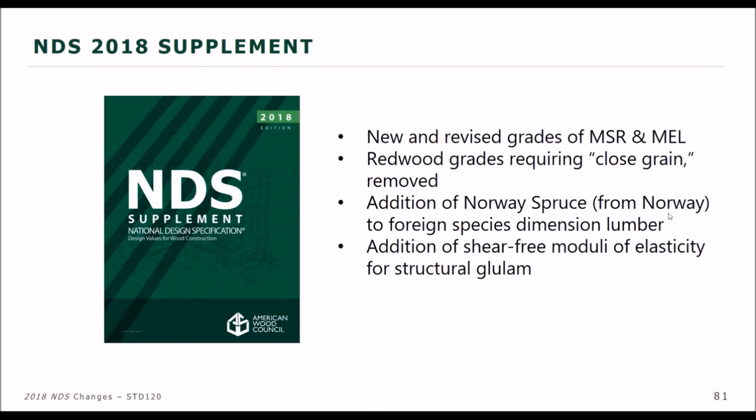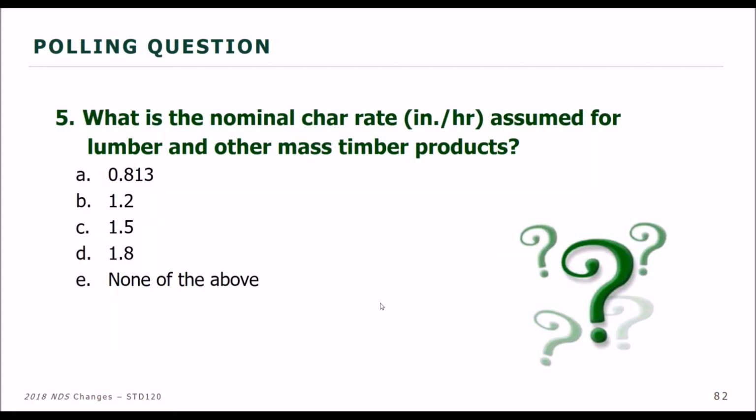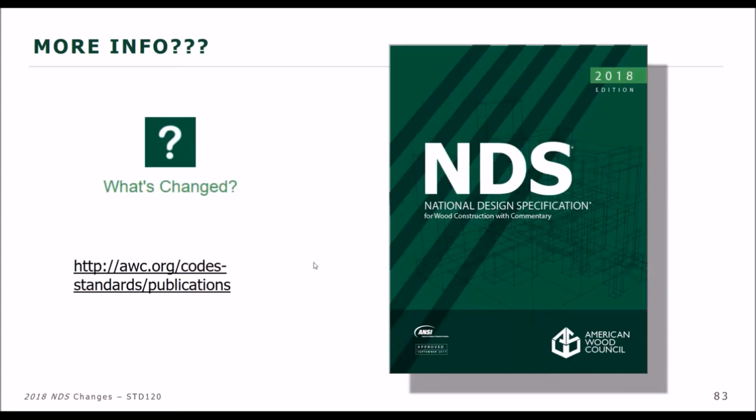Norway spruce from Norway is added to the foreign species table, and then some new modulus of elasticity values for glulam for shear-free modulus of elasticity values were added. Marcy, I'm going to skip this poll question because we're right up against the top of the hour, but the nominal char rate, if you were paying attention, assume for lumber and other mass timber products, is 1.5 inches per hour. That's the nominal char rate.